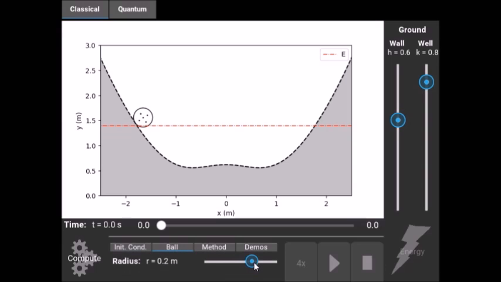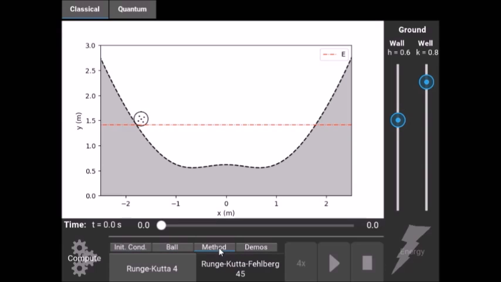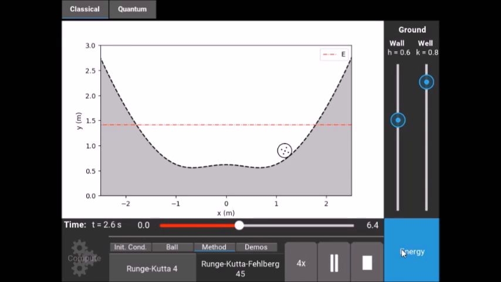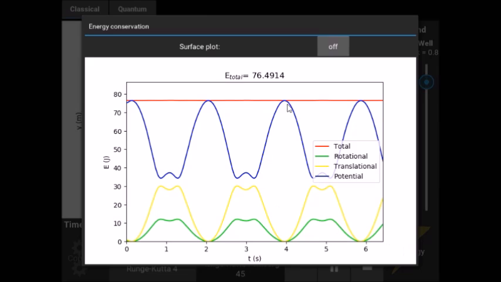Additionally, we can choose between two numerical methods to solve the Lagrange's equation. After hitting the compute button, we can run the video with the play, pause, stop and video velocity buttons. Then we can check the total energy conservation, which is the sum of all the different energies.